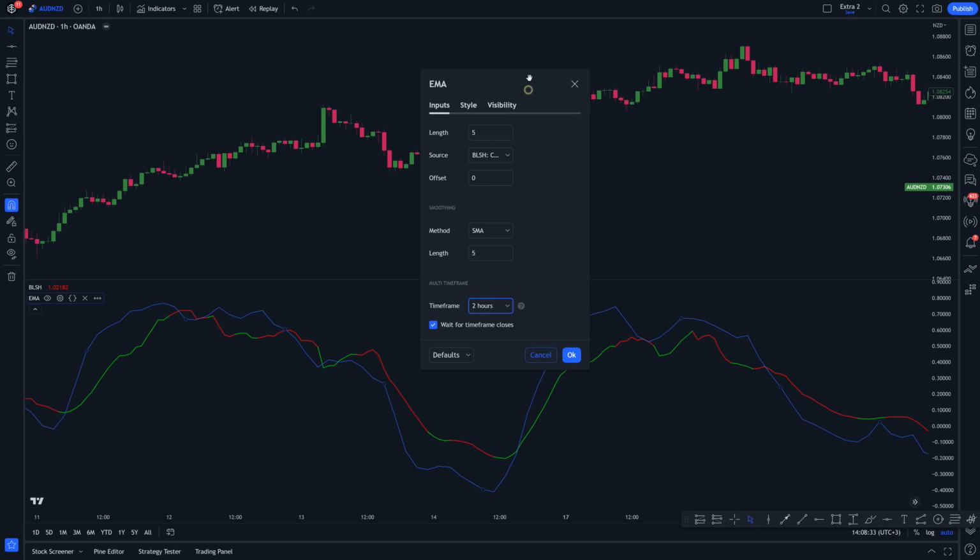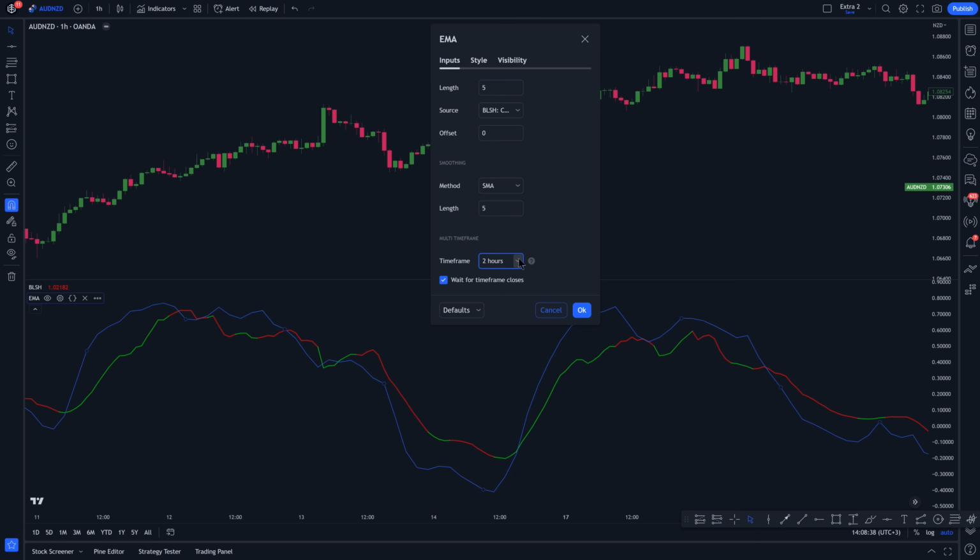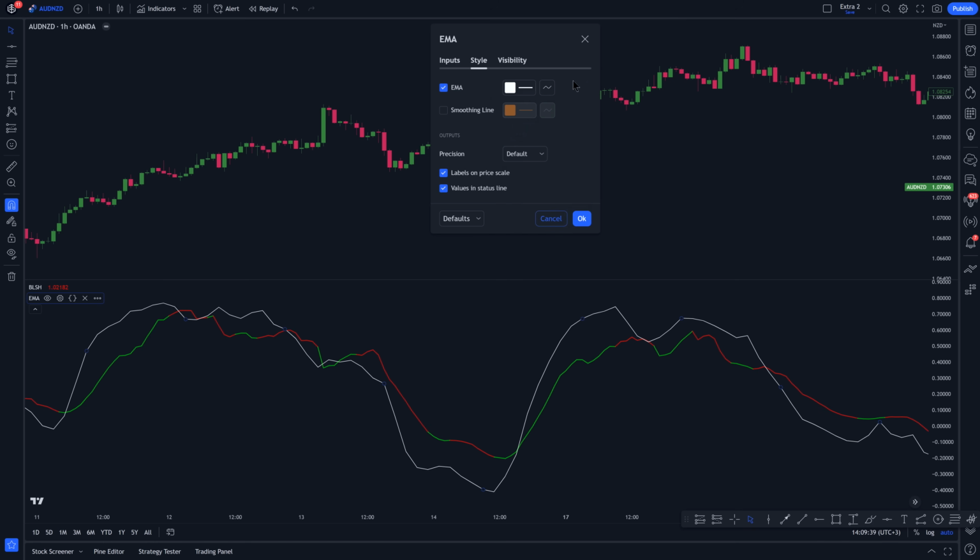Now remember, if you're using a different time frame from the 1 hour time frame, you'll have to change the time frame of the EMA to the next time frame that is higher than that of your chart. So for example, if you're using the 1 minute time frame, then the EMA time frame should be set to 3 minutes. If you're using the 5 minute time frame, then the time frame of the EMA should be set to 15 minutes, and so forth. Next, head over to the Style tab and change the color to white, and then click OK.